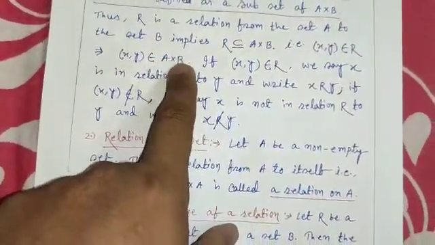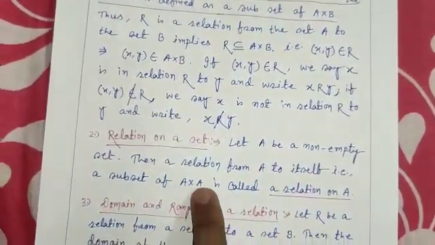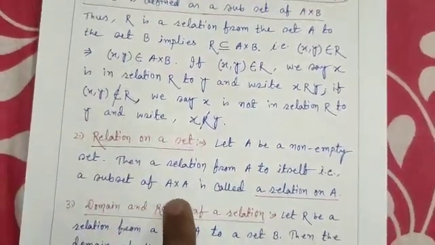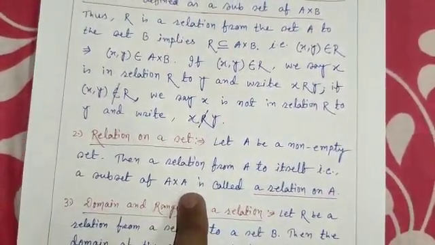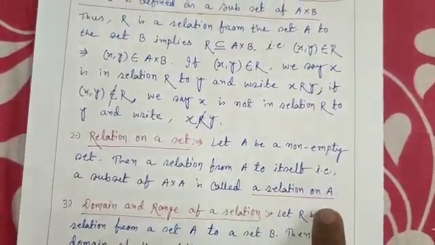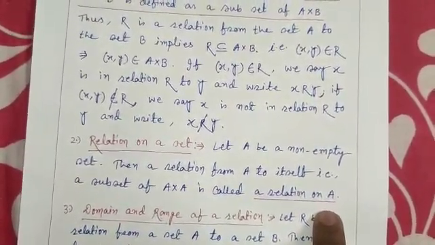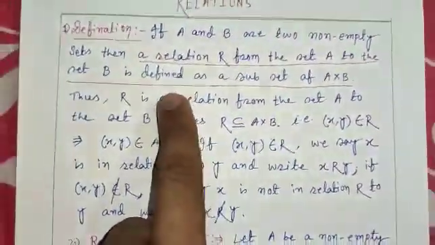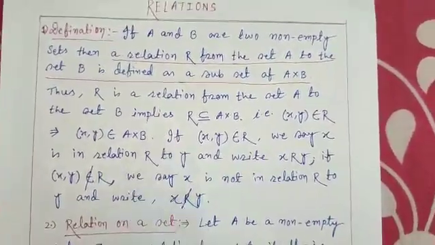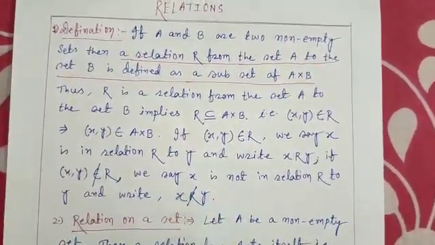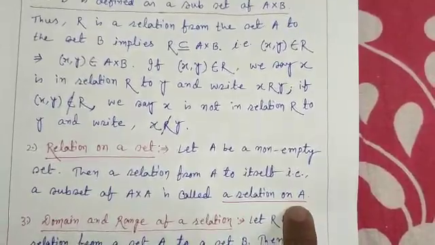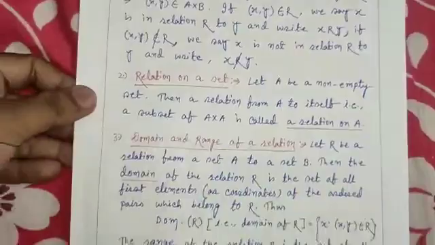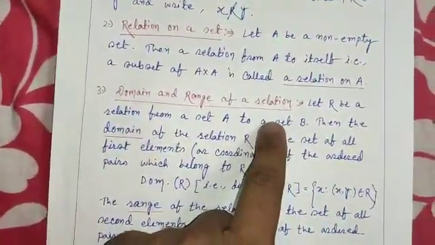Here I said subset of A cross B, but here there is no B, because the relation we have defined is from A to A, so it will be a subset of A cross A. It is called a relation on A. A relation from A to B we define in this way, and a relation from A to itself, that means A to A, we define in this way. Okay, clear? Now let us come to the point: domain and range of a relation.